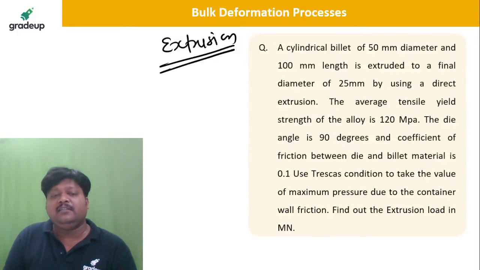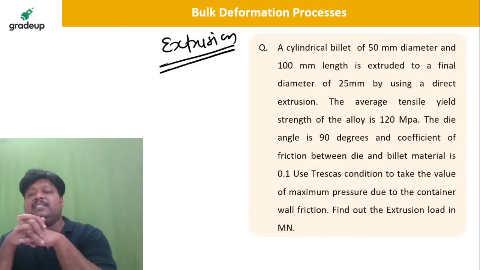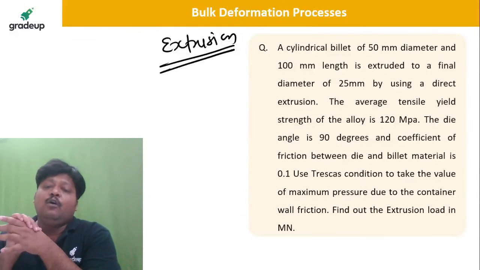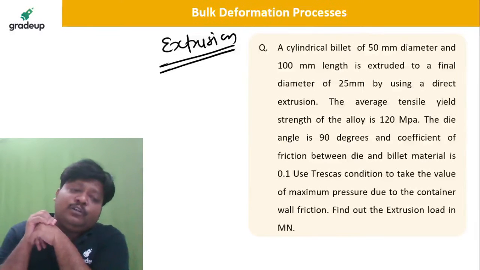This is a question on extrusion. Can you solve this question? A cylindrical billet of 50 mm diameter and 100 mm length is extruded to a final diameter of 0.25 mm by using direct extrusion. The average tensile yield strength of the alloy is 120 megapascal. The die angle is 90 degrees and the coefficient of friction between the die and the billet material is 0.1. Use Tresca's condition to take the value of maximum pressure due to the container wall friction. Find out the extrusion load in meganewton.